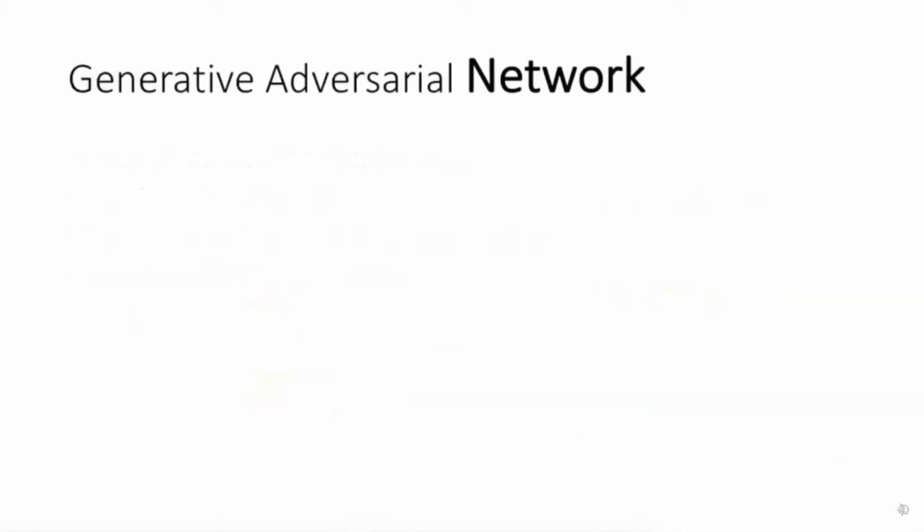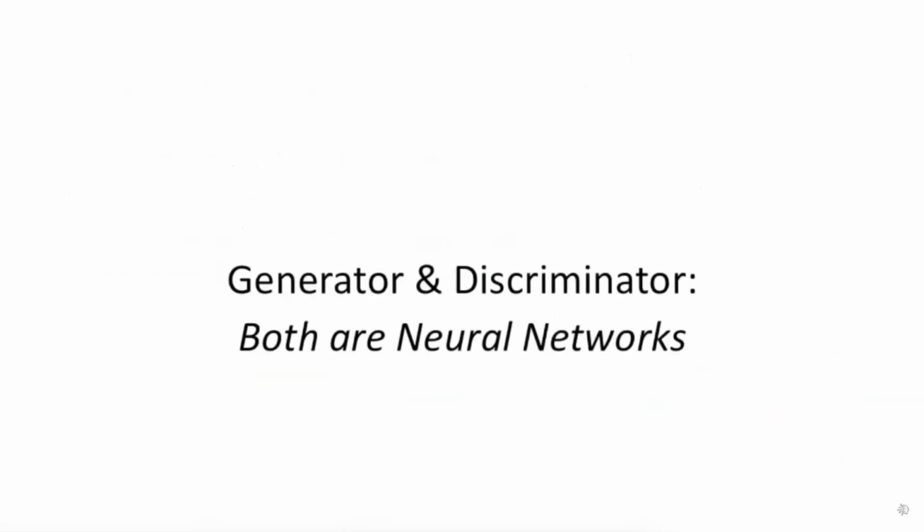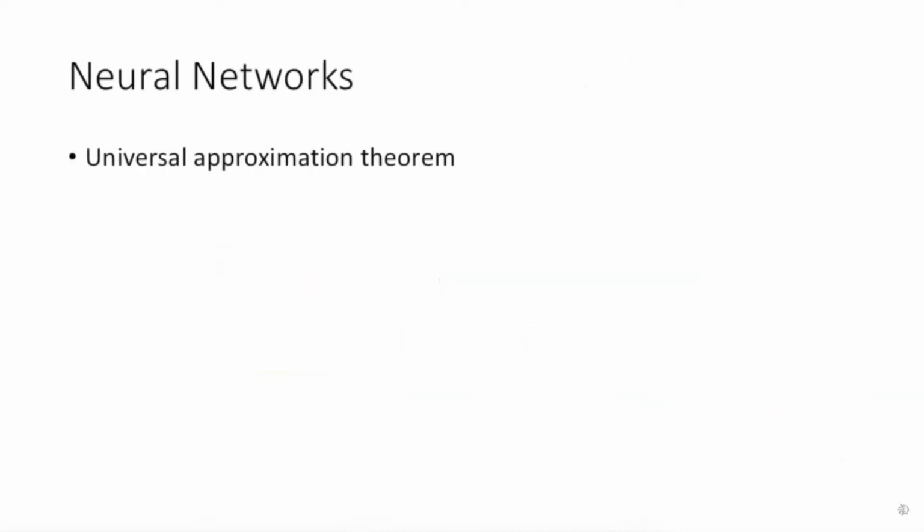Finally, we get to the term network, which, as you might guess, refers to neural networks. That's simply because both the generator and discriminator are implemented with neural networks. The primary reasons are twofold. One, it's well known that a big enough neural network can approximate just about any function, including very complicated ones like the probability distribution of all face images.